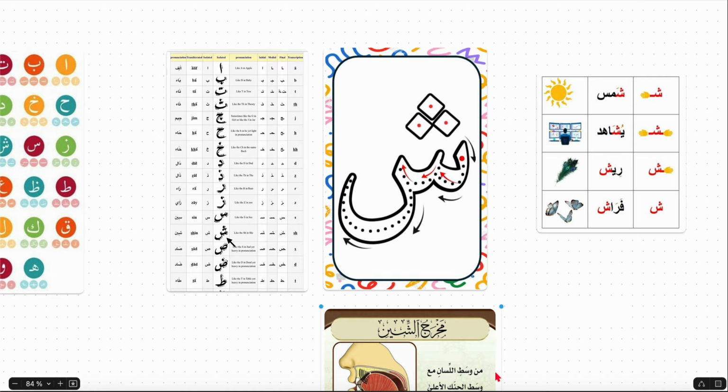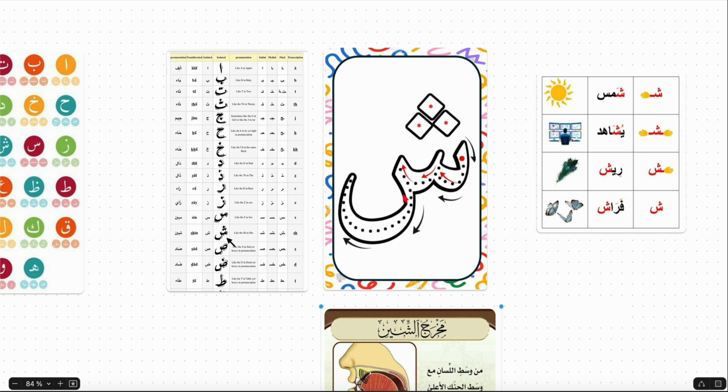Hello my friends, today we will learn a new letter from the Arabic alphabet. It's the letter Shin. Together we will discover the name, sound, articulation point and shapes in writing, and we will practice coloring and writing it. Now the name of the letter is Shin.